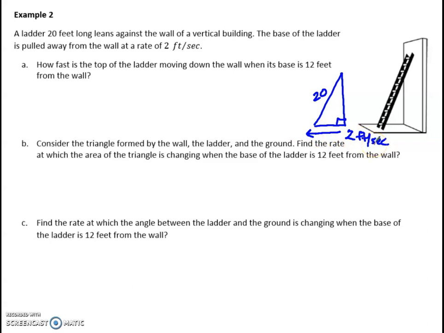Okay, so let's see what else we know, or let's see what they want. They want to know how fast is the top of the ladder moving down the wall when its base is 12 feet. Well, let's add that information in. I'm looking for how fast this is going down, because it will slide down when the distance from the wall is 12. Okay, well, first of all, the relationship here, this is a right triangle. I'm dealing with sides, so I'm going to use my Pythagorean relationship, which is x squared plus y squared equals z squared.